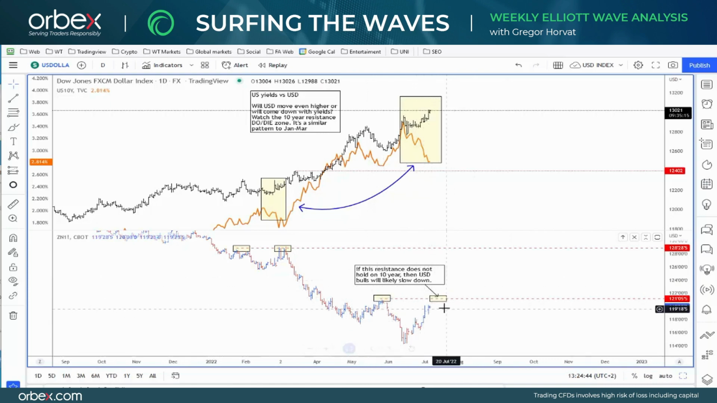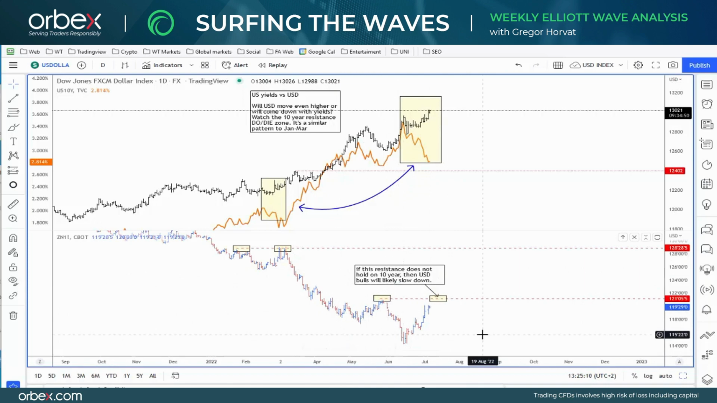So I'm wondering if this resistance, which I see as a do-or-die level, will hold on the 10-year US notes, or if we will break through. If we break through, meaning this resistance does not hold, then US dollar bulls, in my opinion, will likely slow down. So I think it's very important to keep an eye on these developments right here.